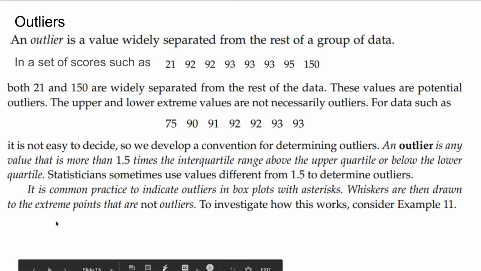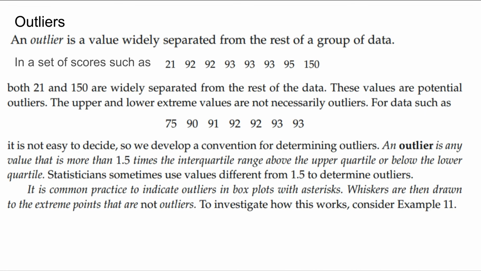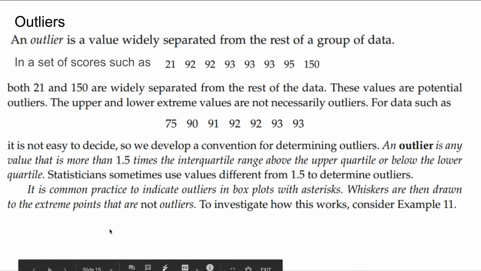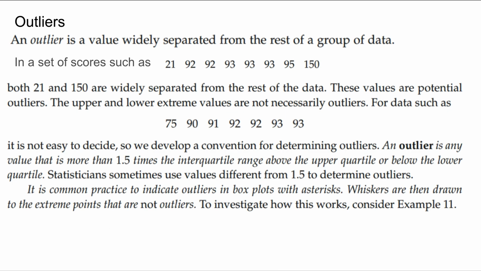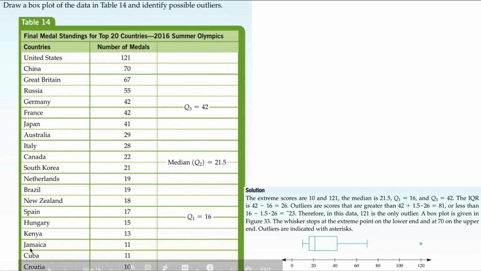It is common practice to indicate outliers in box plots with asterisk. Okay, all the values are in the box plot because we are showing minimum through maximum, right? But some values, any outliers, we put stars above it. So whiskers are then drawn to the extreme points that are not outliers. Okay, so we're gonna do a little bit of the practice here using that values here.